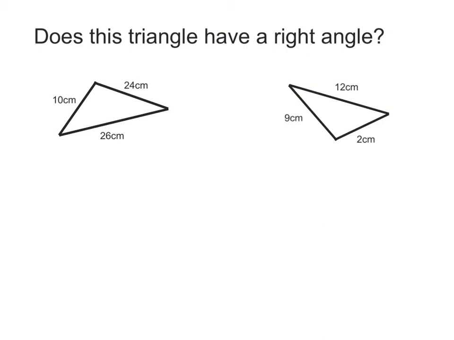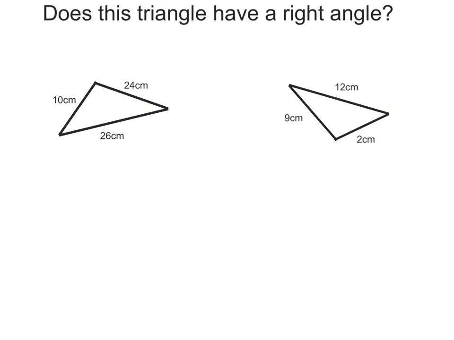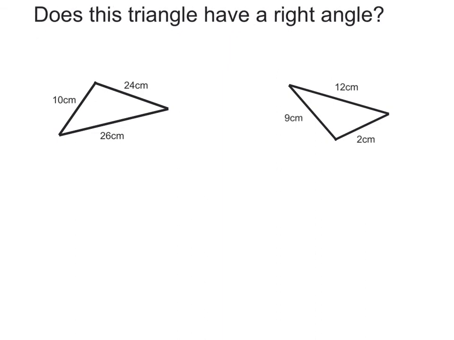Now, the only problem then is if the diagrams aren't drawn accurately and therefore we can't actually see a right angle, well, how do we know which side is the hypotenuse? So this is where you had to have your special relationship, which is that the hypotenuse is the longest side. So if I look at my two triangles there, 26 and 12 are my hypotenuse.